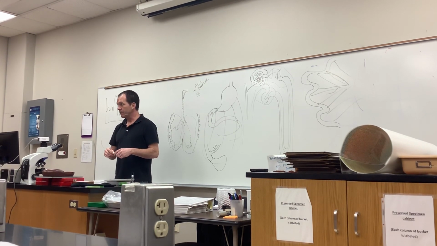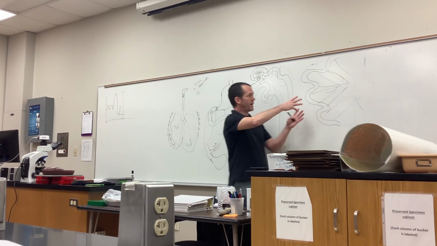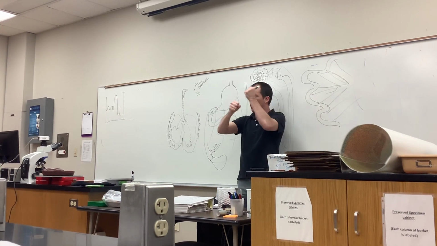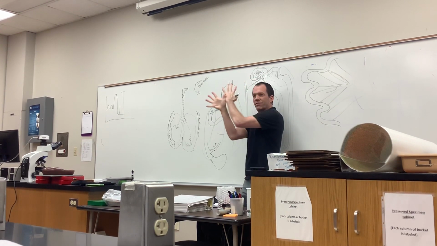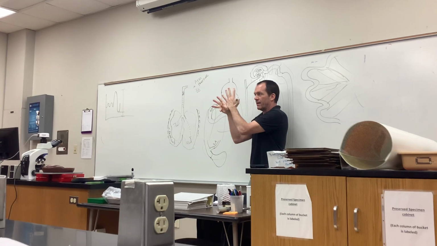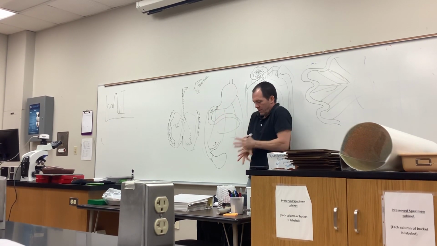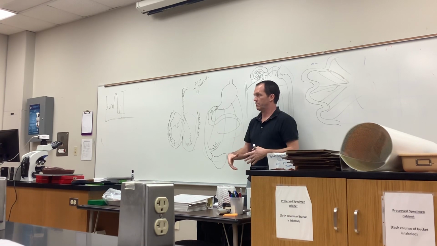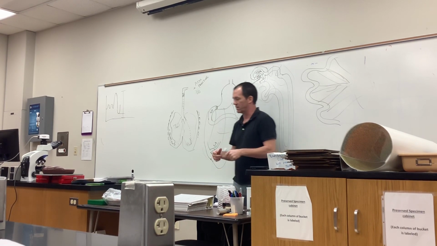The mesentery is the thing that holds the small intestine in place. It's a big fan of shiny membrane with blood vessels in it that extends out from the dorsal body wall and supports those organs. It supplies and supports the small intestine mostly, and the large intestine.